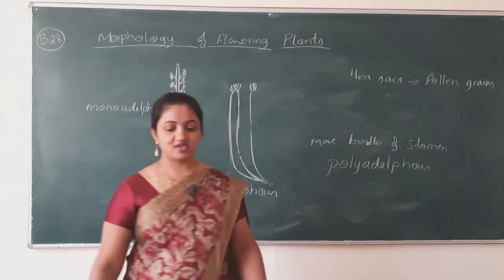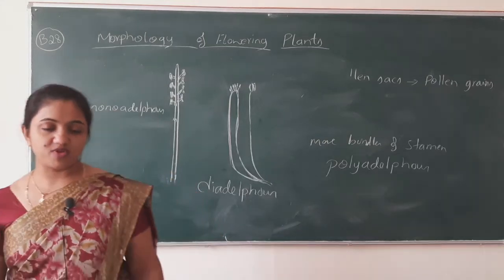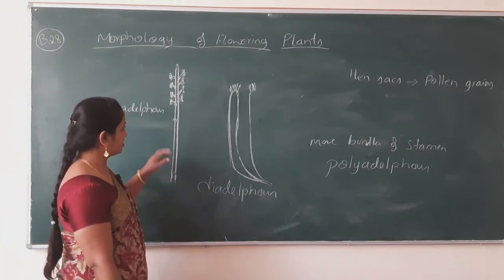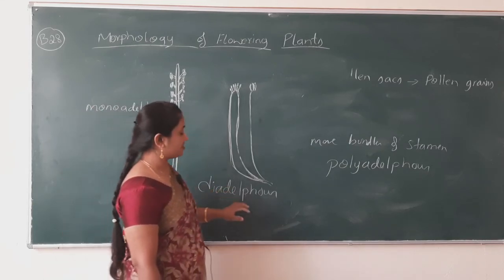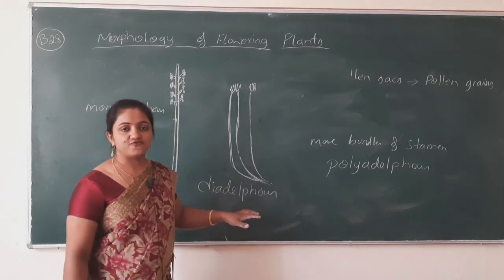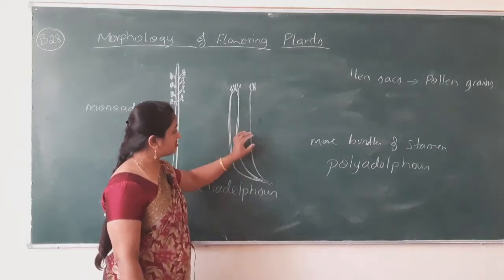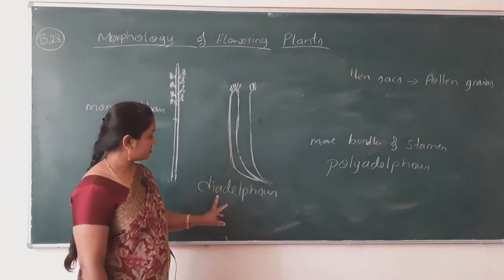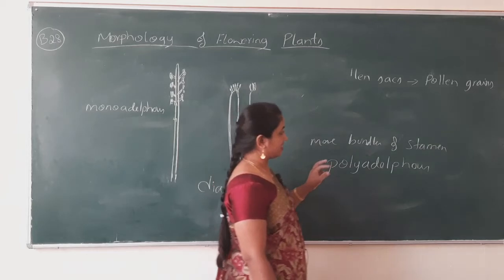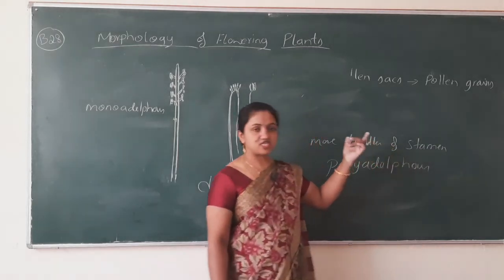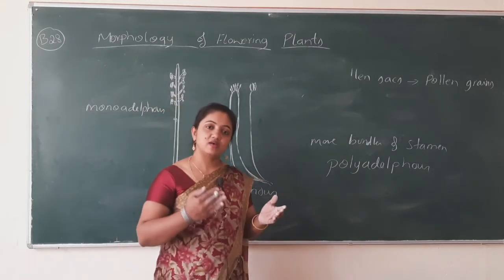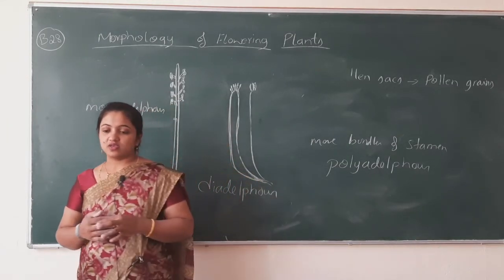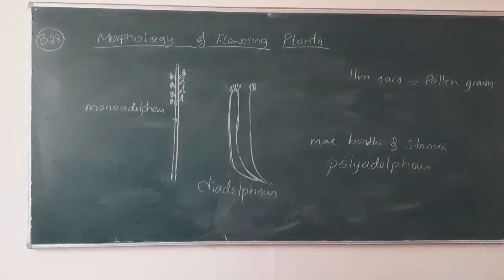Adelphous means bundle, stamen bundle. If the stamen bundle is 1 in number, it is known as monoadelphous. If the bundles of stamens are 2 in number, that type of arrangement is known as diadelphous. If the bundles of stamens are more in number, that type of arrangement is known as polyadelphous.